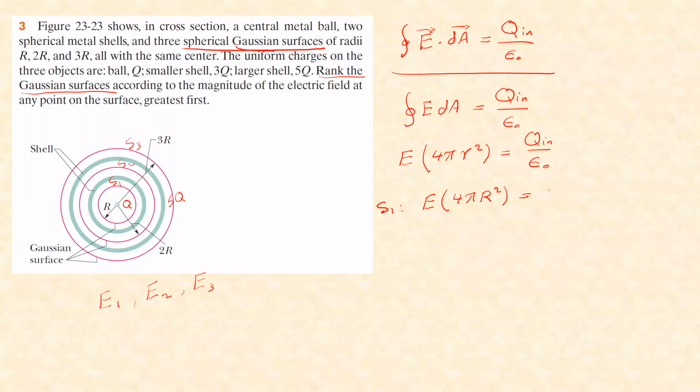Can you tell? 1 Q. One Q, right? That's Q over epsilon naught. So therefore E, let's call it E1, E1 is Q over 4 pi epsilon naught r squared, right?